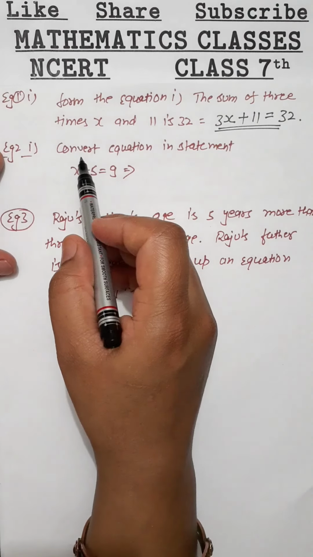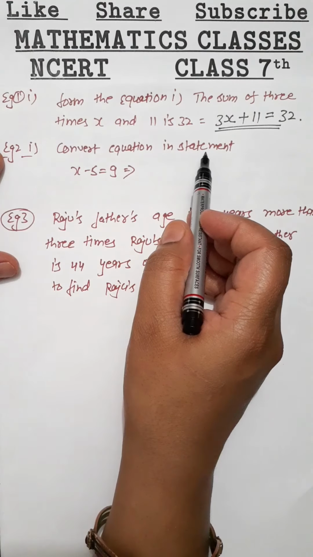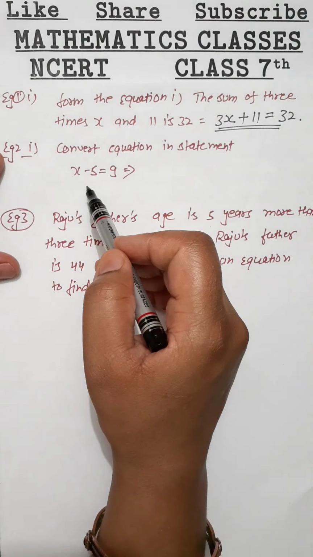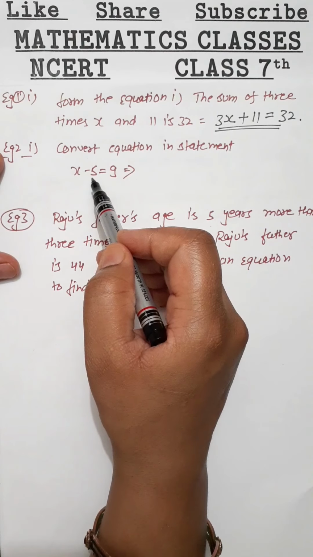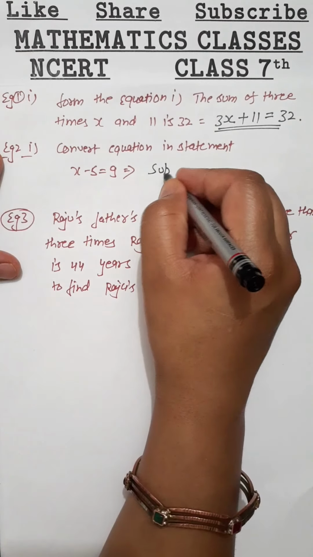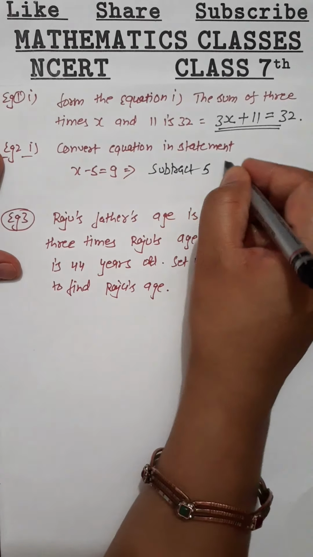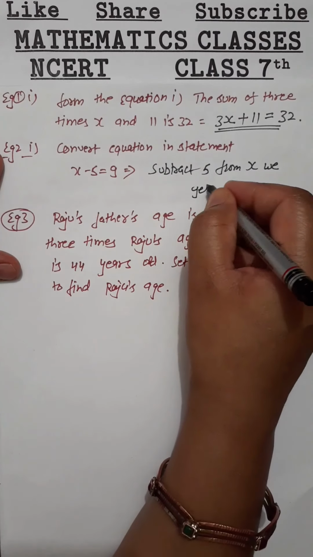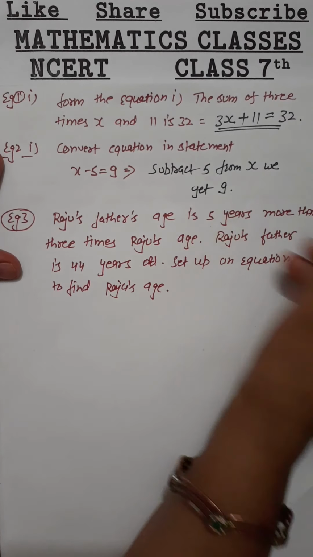Example 2, first part. Convert equation to statement. Earlier it was statement to equation, now equation to statement. Subtract 5 from x, we get 9. You only have to write here: subtract 5 from x, we get 9. Answer.